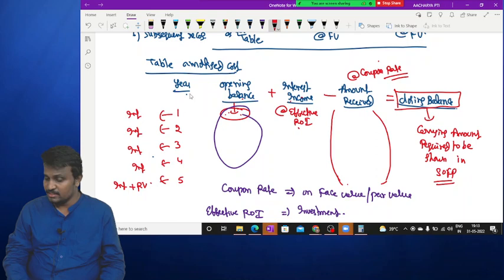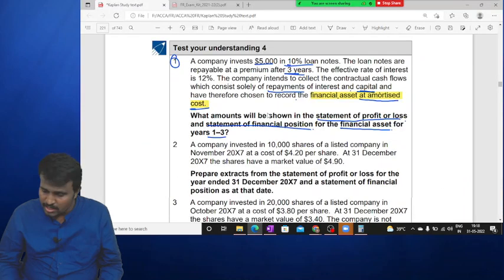In case of the amortized cost approach, an investment is recognized at what cost? Purchase price plus transaction cost, if any. Here we have only the purchase price. $5,000 invested in the 10% loan notes, so the purchase cost is $5,000, but there is no transaction cost specified. So the opening balance is how much? 5,000.